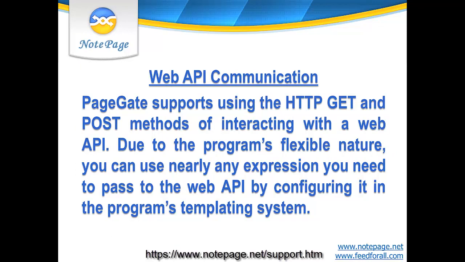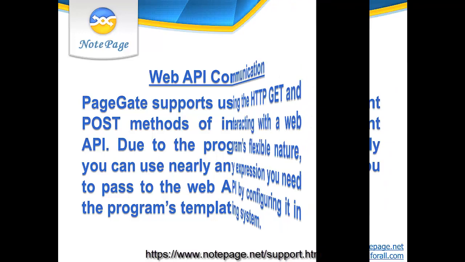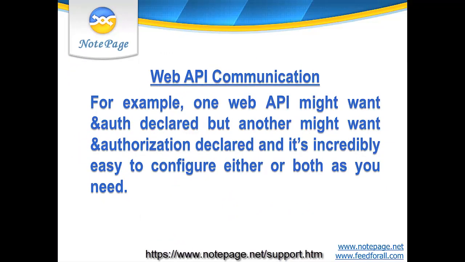Now let's go over Web API communication. PageGate has the ability to use the HTTP GET and POST methods to interact with a Web API. Due to the program's flexible nature, you can use nearly any expression you need to pass to the Web API by configuring it in the program's templating system. For example, one Web API might want "and auth" declared, but another might want "and authorization" declared, and it's incredibly easy to configure either or both as you need.